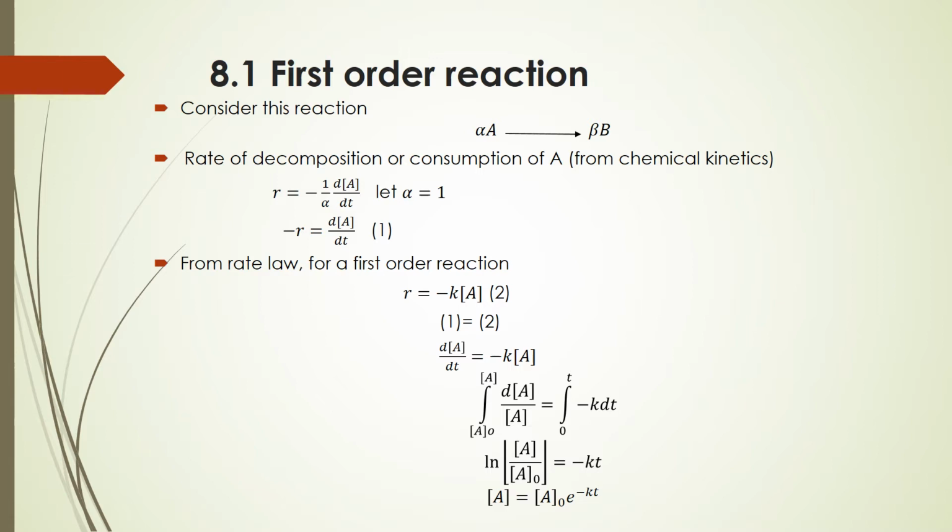Upon integration of this term, concentration of A against concentration of A naught on the left hand side, and we integrate minus K dt against t and 0, then we have ln in a bracket concentration of A over concentration of A naught, close bracket, equals negative kt. And if we open up the bracket, we have concentration of A equals concentration of A naught times e to the power of minus kt.